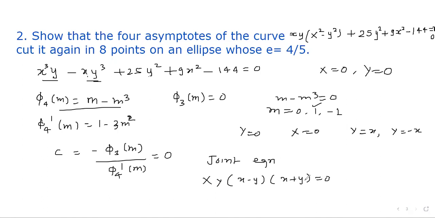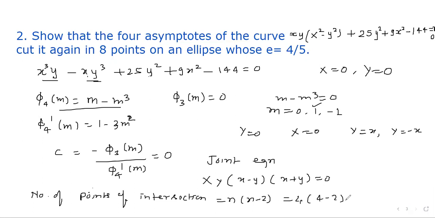Now what we do, we simplify it. Here also we find the number of points where the asymptotes cut the curve. Since it is a 4-degree term, the number of points of intersection can be found by the formula n(n − 2). Here, 4-degree term, it means 4 into (4 − 2). So 4 into 2, this is 8 points.